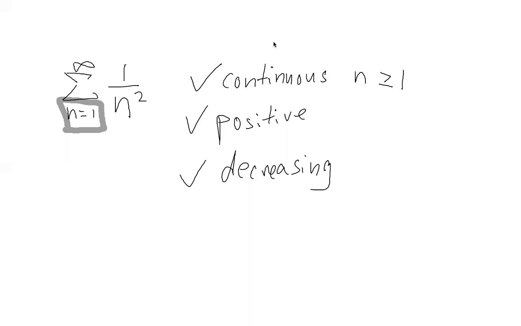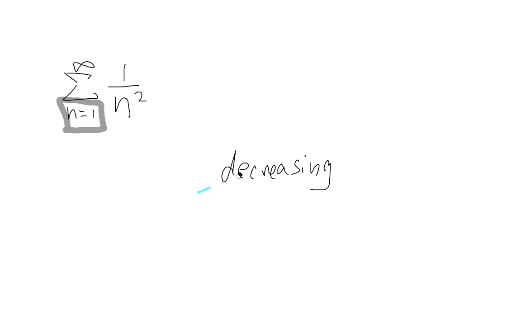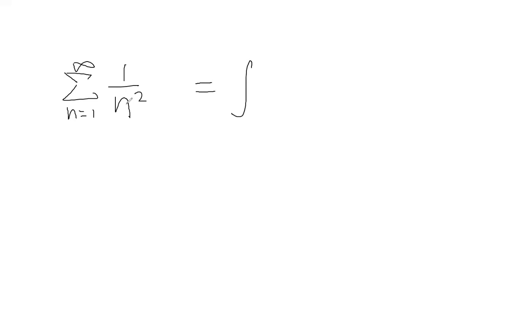Yep, it satisfies all these 3 conditions, and we can go ahead and do the integral test right now. So we transform this into an integral. We can change this n into x, so it becomes 1 over x squared dx. All right. And this is from 1 going to infinity, same as here, from 1 going to infinity. So we're changing from something discrete into something continuous.